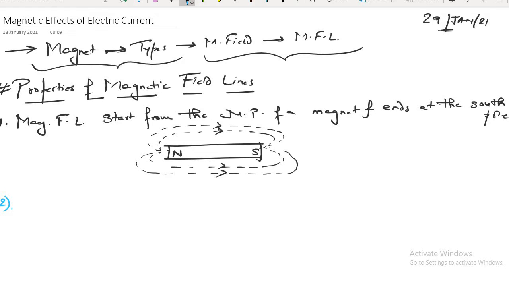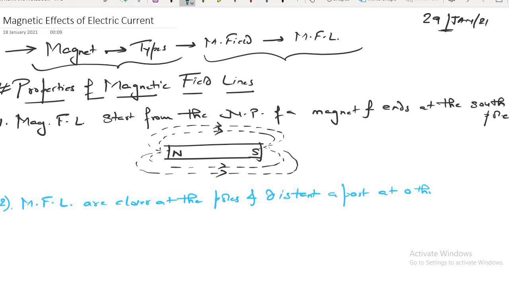The next property is that magnetic field lines, I am writing magnetic field lines as MFL, are closer at the poles and distant apart at other places. So what do you mean by this? Let me show it to you. This is again a bar magnet, north pole, south pole.